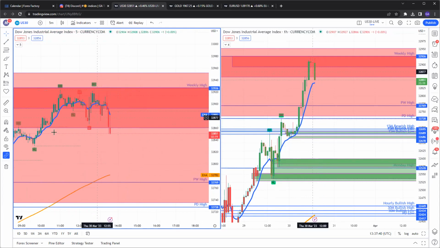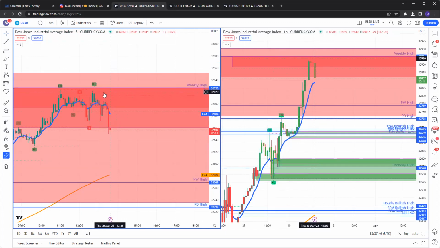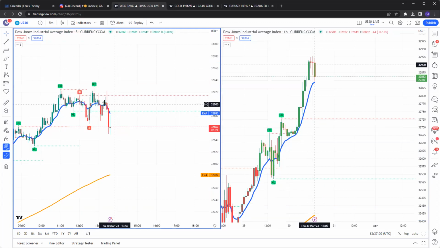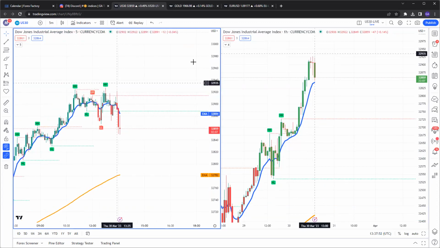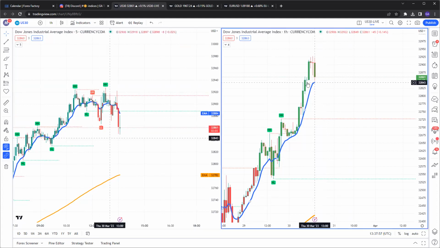So what I'll do here for US 30, I'll first take off these drawings for now. But you guys did see we are in a supply zone within a supply zone. So I do expect a sell on US 30 for now. And I do expect US 30 to retest the 9 EMA right here on the hourly.